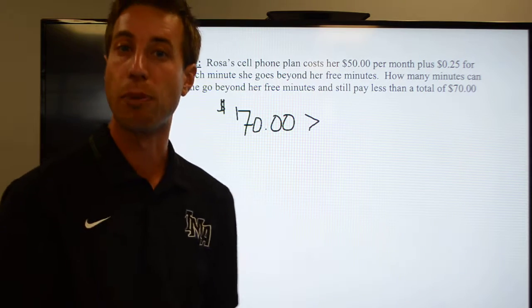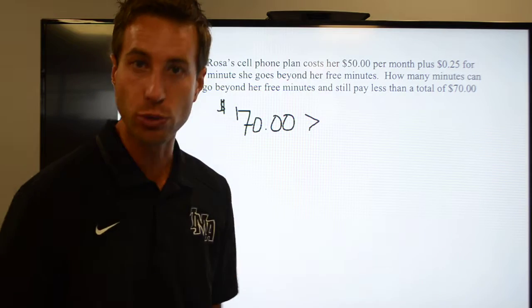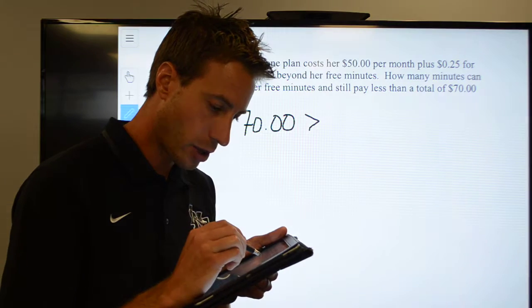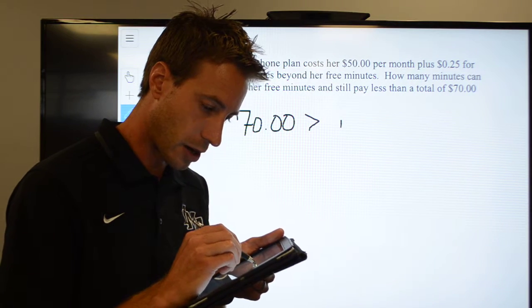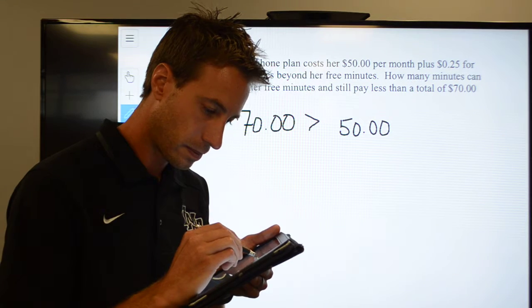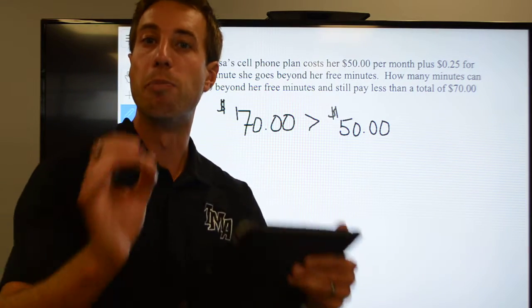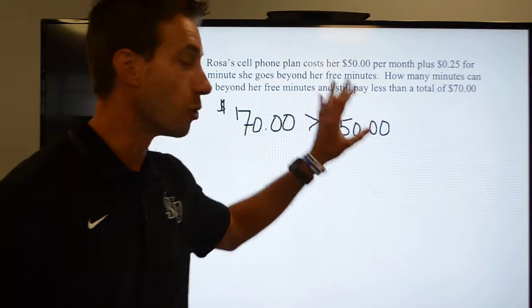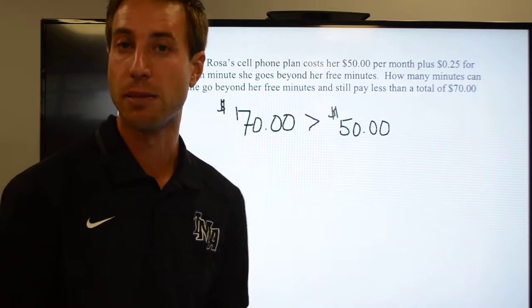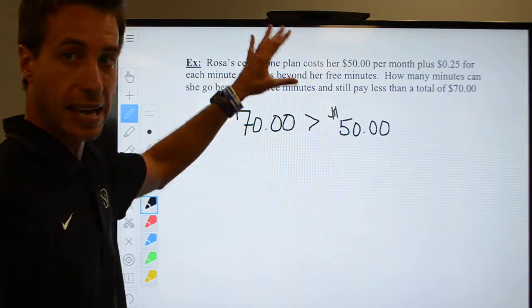Now, what's going to show up on the bill? Just by having a cell phone, whether she uses it or not, Rosa is going to pay $50. So that $50 is going to be on her bill. If Rosa doesn't go above her free minutes, her bill will be $50, and she's good. She's got $20 left over at the end of the month. She's definitely below the 70. But that doesn't answer the question we're asked in the problem.